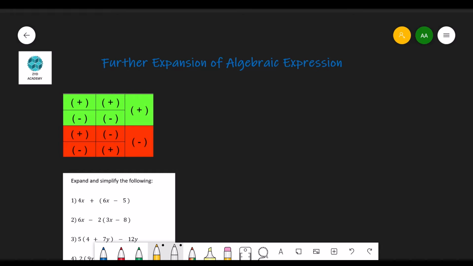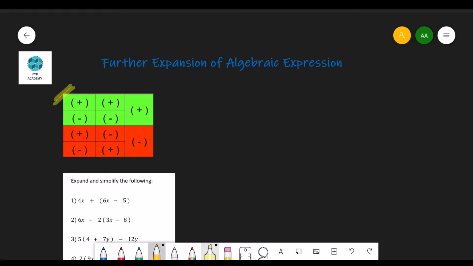So you have listened to our previous tutorial on expansion of algebraic expression. This round it is further expansion, meaning the questions are slightly more complicated. It involves a bit more understanding. Before I begin to show you some examples, just a reminder, we still have to remember our product rule, meaning I'm referring to this table. It is very important.